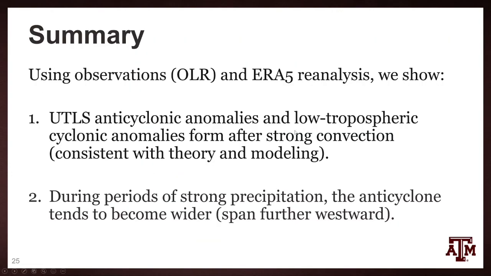To summarize, using observations and reanalysis, we're able to show that the UTLS cyclone, UTLS anticyclone and lower tropospheric cyclones form after strong convection, which is consistent with the theory and also modeling. And then during periods of strong convection, the anticyclone tends to become wider and span further westward. So these are the main results from our paper.